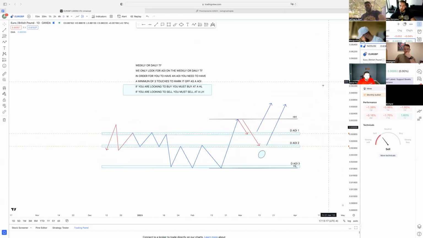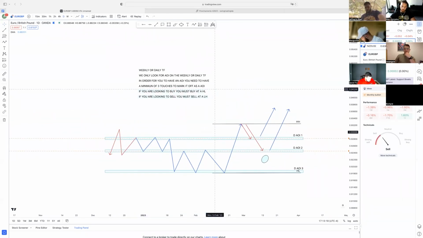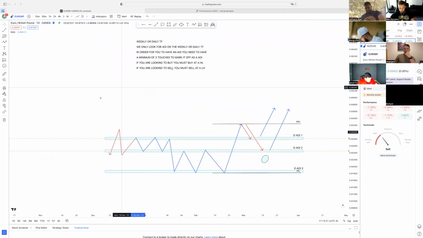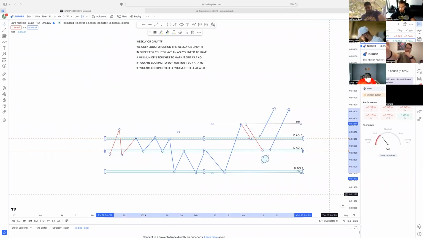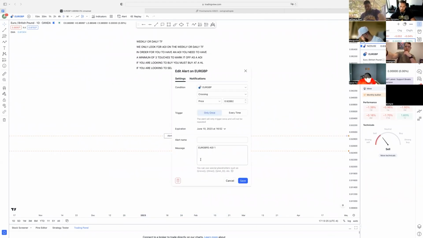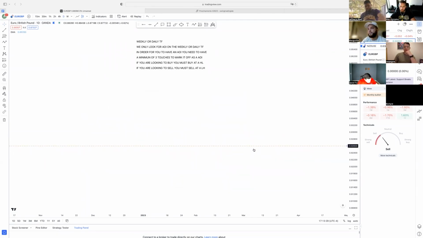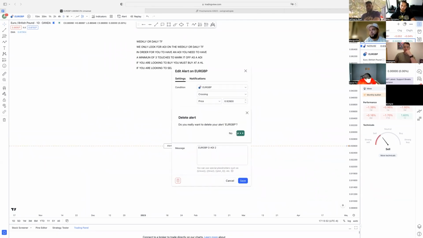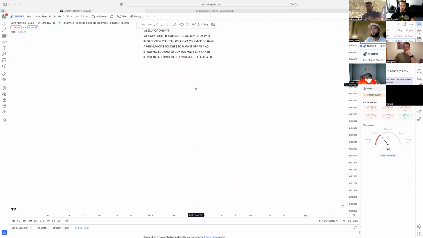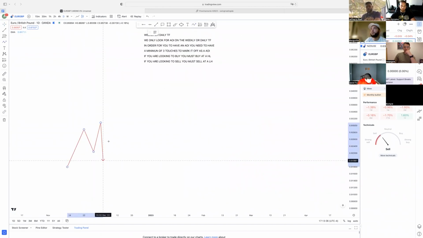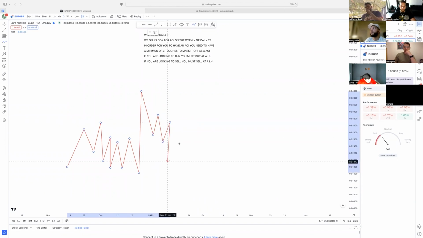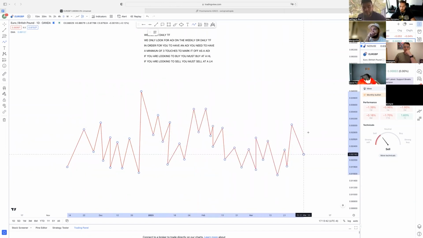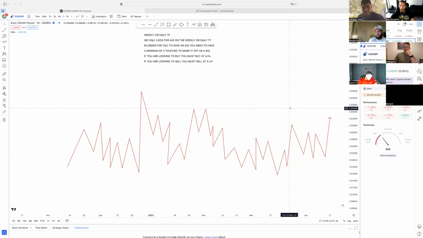So we've covered everything to this point. Let's just do an example and then we'll see how you guys are. Let me just delete these alarms. All right, are we bullish or are we bearish?